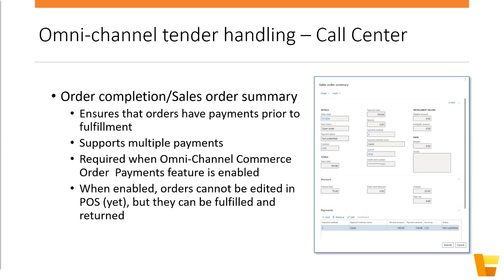For call center, we have a notion of order completion that's sort of a superset of the capabilities for base AX sales orders. And what this does is it ensures that orders have payments designated for fulfillment. And this supports multiple payments. And when you have a feature called omni-channel commerce order payments enabled, we turn on order completion by default. So for retailers, this is very common. They want to ensure that the order can't be created and fulfilled unless there's a card on file, essentially, for these orders.